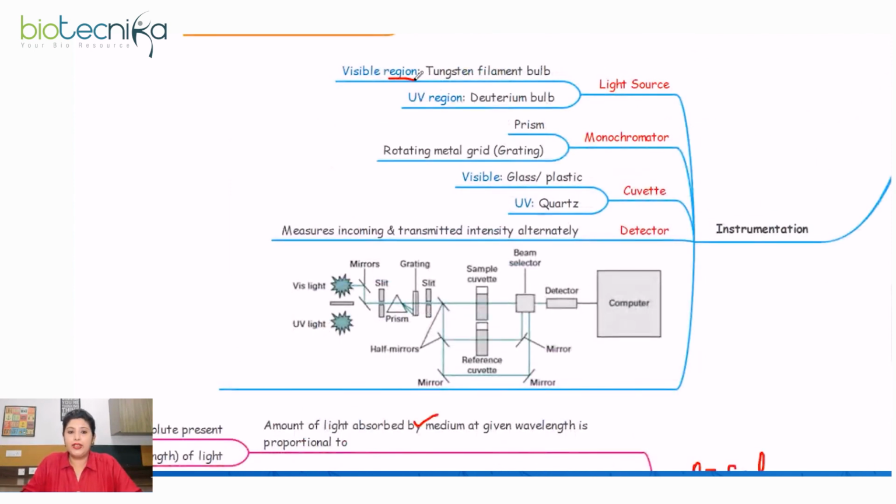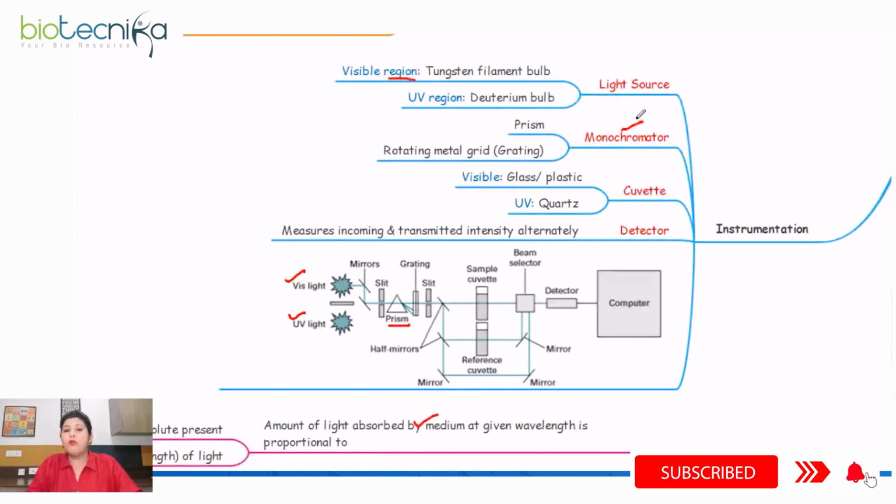a light source, right? So for the visible region, we use a tungsten filament bulb. For the ultraviolet region, we use the deuterium bulb. Then you need a prism or a grating, right? So basically, you need a monochromator, which can be a prism or a grating. So mono means single, right? Chroma means color. So you want a light of single wavelength.